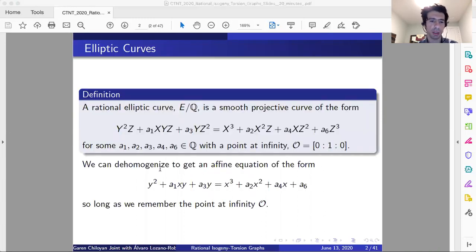A rational elliptic curve E is a smooth projective curve cut out by a homogeneous equation of degree 3, as you see below, with rational coefficients. There is a point at infinity I will call O. If we dehomogenize, we get an affine equation which eliminates the z variable, so long as we remember this point at infinity.